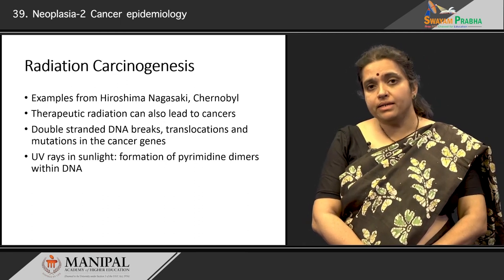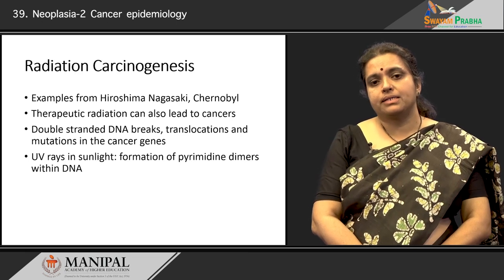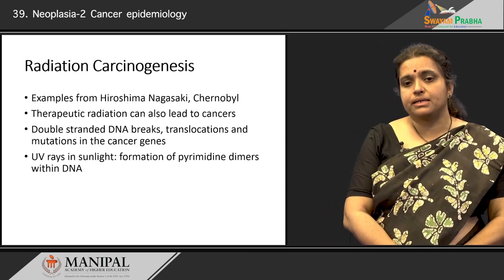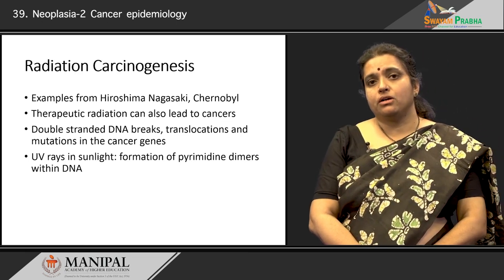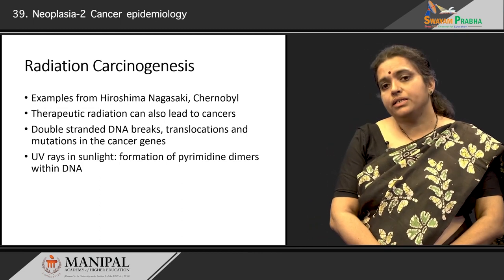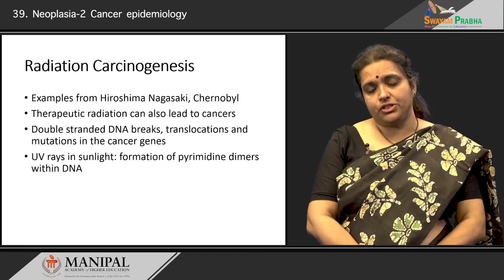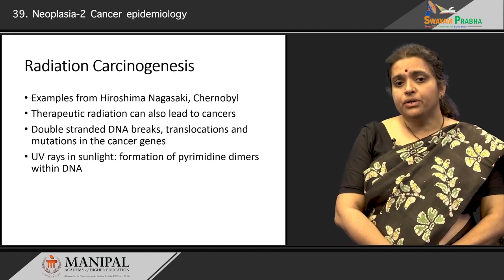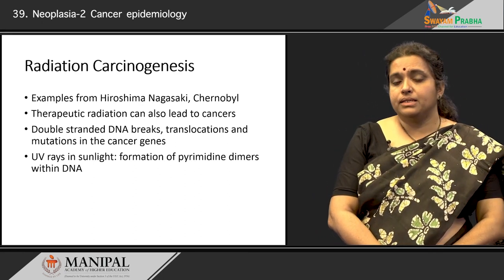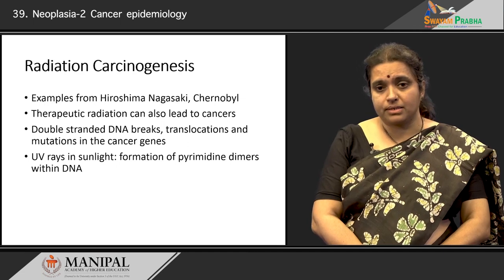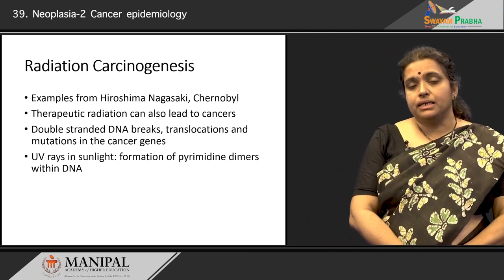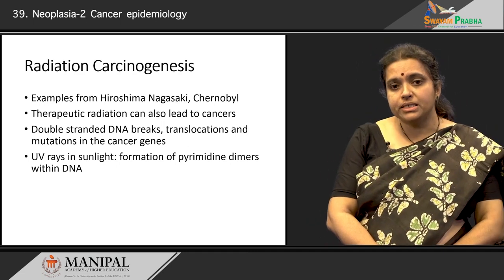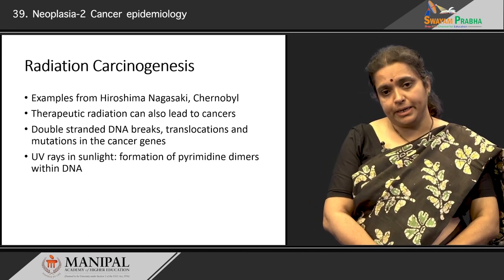Now, how does radiation cause cancer? It causes cancer because it can cause double-stranded DNA breaks, it can cause translocations, and it can cause mutations in the cancer genes. Now, you have UV rays in the sunlight, which can cause various cancers, and that is due to the formation of pyrimidine dimers within the DNA.